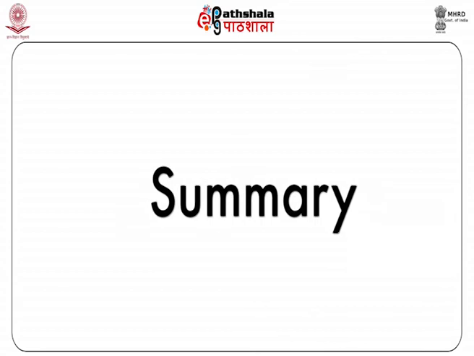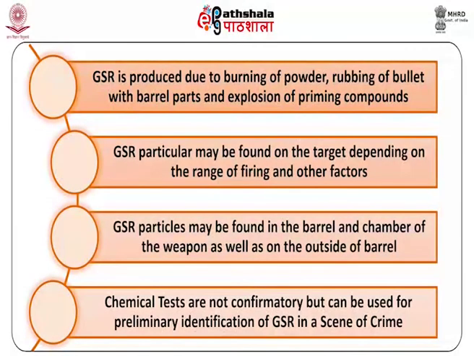Summary. GSR is produced due to burning of powder, rubbing of bullet with barrel parts, and explosion of priming compounds. GSR particles may be found on the target and when the target is a human being, they may exist on the body of the victim and on his clothes, depending on the range of firing and other factors.